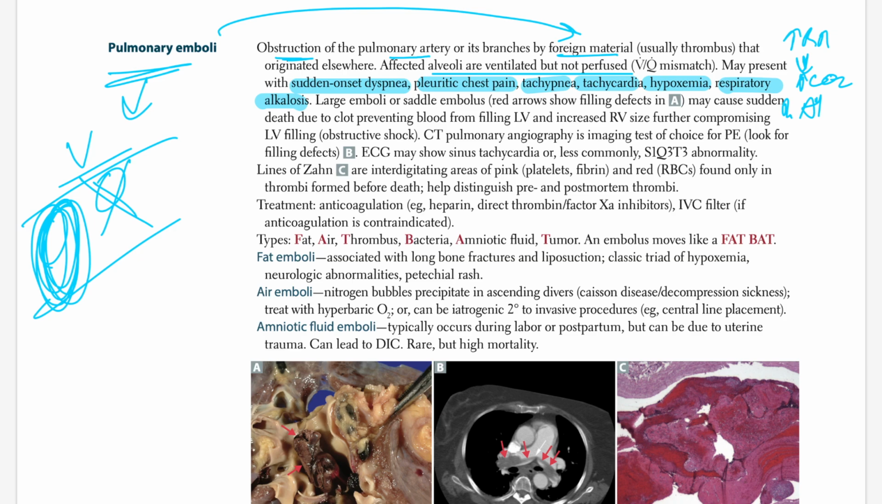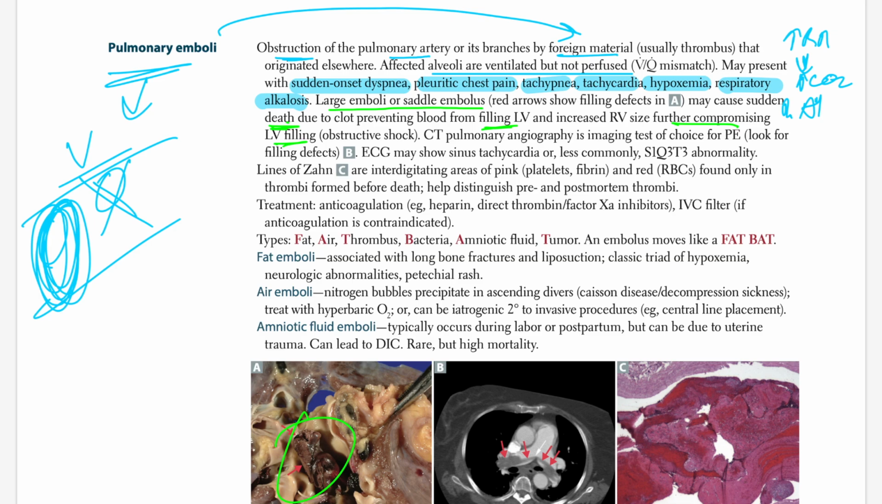And large emboli, now let me change pen. Large emboli, or the saddle emboli, which is the red arrows showing a filling defect in picture A, and this is right here. It may cause sudden death due to clot preventing blood from filling the left ventricle and increased right ventricular size, further compromising the left ventricle filling, which is obstructive shock.